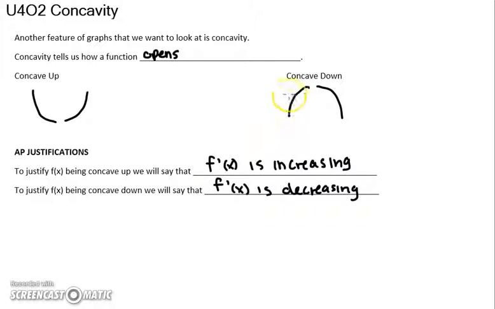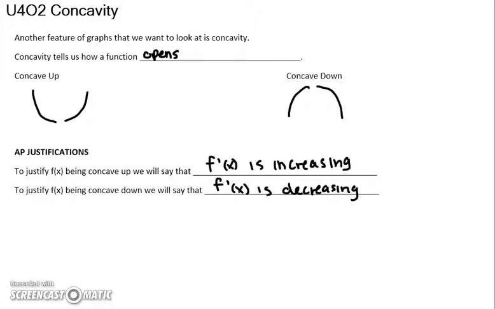Likewise for concave down. If we look over here, I have a slope of like 4, slope of 1, slope of 0, slope of negative 1, slope of negative 4. As we draw the graph, my slope or my derivative is getting smaller, so it's decreasing. So our AP justifications, the thing that we need to put into our brains, is that f is concave up if f prime is increasing. F is concave down if f prime is decreasing.